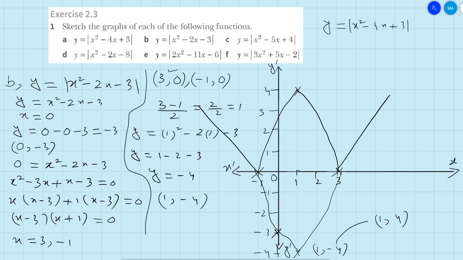So after drawing the whole graph, we should reflect the part of the curve which is below x-axis. Hope you understand. Now move to part C.